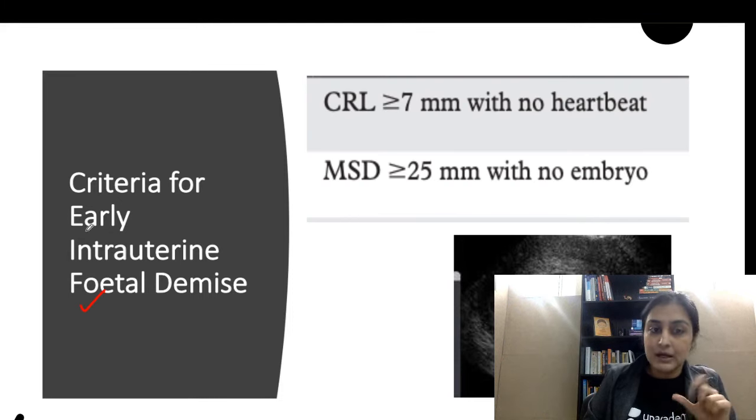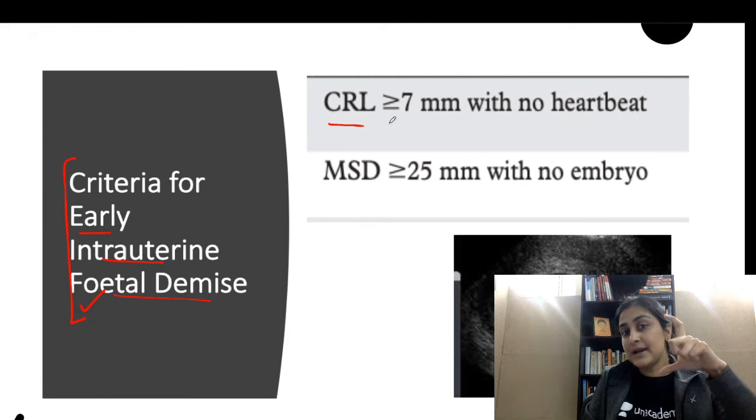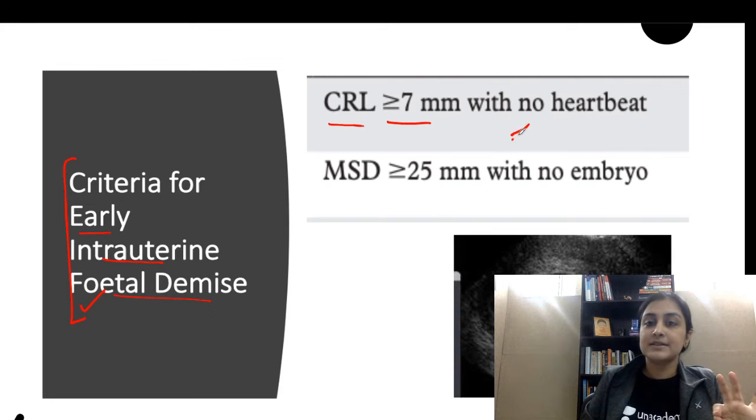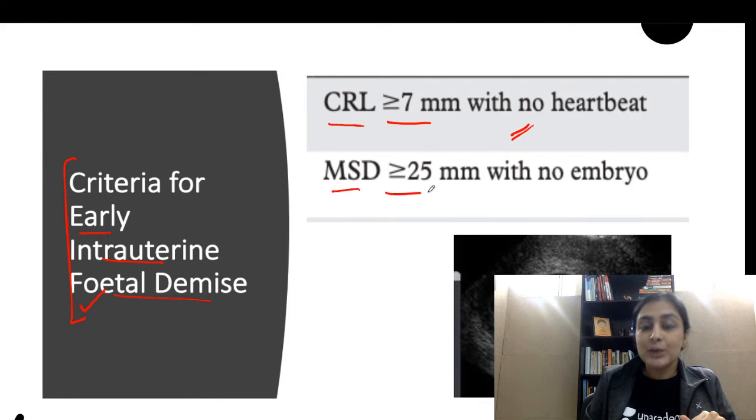Again, just to consolidate the criteria for early intrauterine fetal demise, there are two things that we look at. First is the crown rump length. If the baby is growing and the CRL becomes more than or equal to 7 mm, but still the heart has not come, this is considered an early pregnancy failure. The other parameter is the sac, as you see here, the sac is growing. More than 25 it has become, but still no sign of the fetal pole, no sign of the embryo. So both of these are called early pregnancy failure.